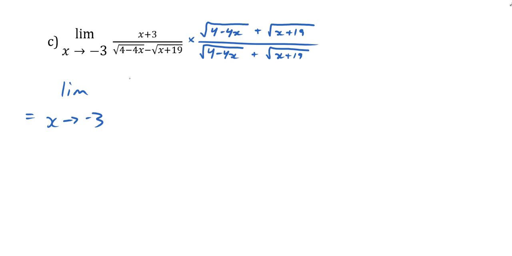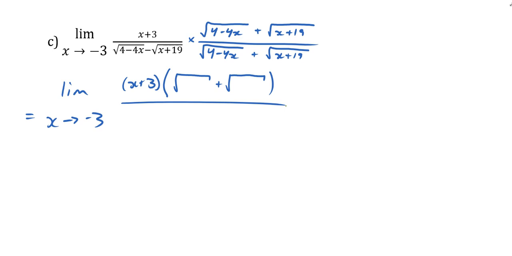So again, on top, I'm not going to expand it. It's not really going to be worthwhile to expand. So I'm going to just leave it as x plus 3 times all these 2 square roots. And on the bottom, we want to know the impact of the conjugate, the whole point of this. You got the plus and the minus, so the middle term's gone. So it's just the first term squared minus the second term squared. And because it's square roots, that's what makes it kind of nice. So it's the first term, which is 4 minus 4x, minus the second term, which is x plus 19. That's what it should work out to on the bottom.